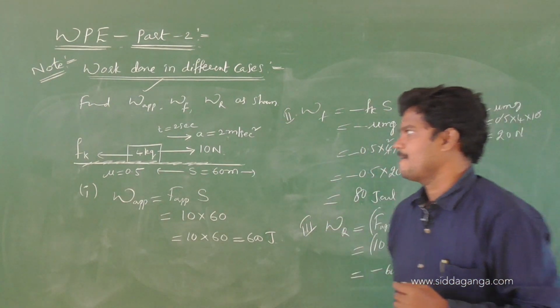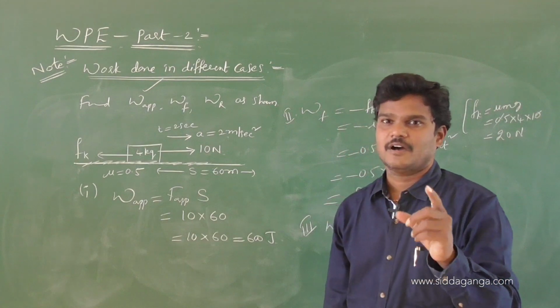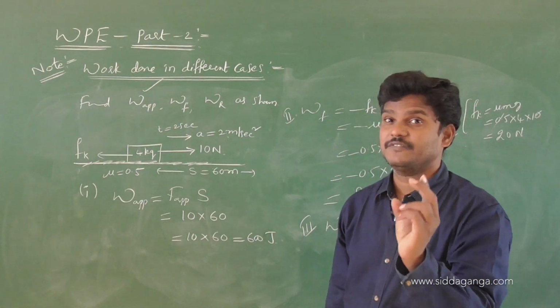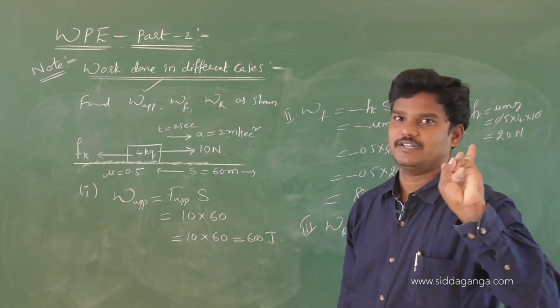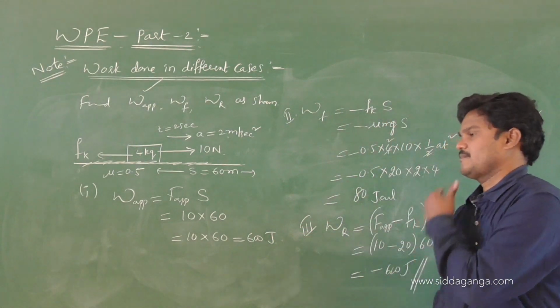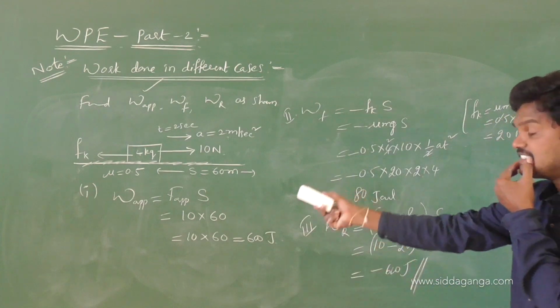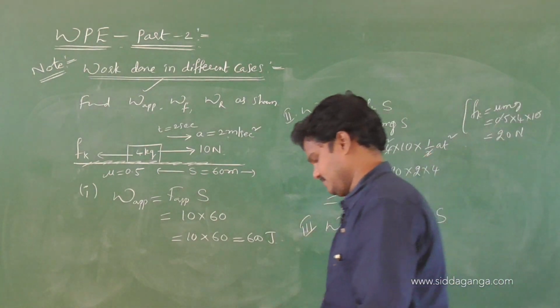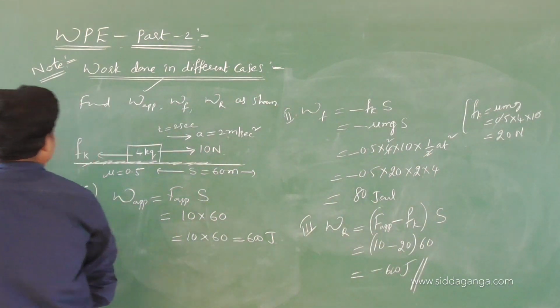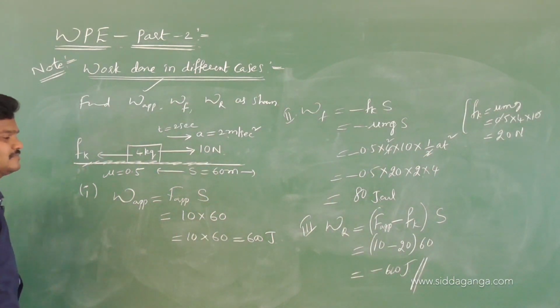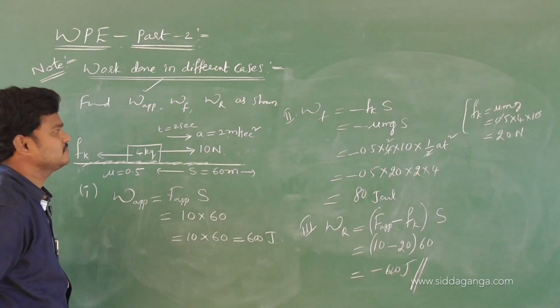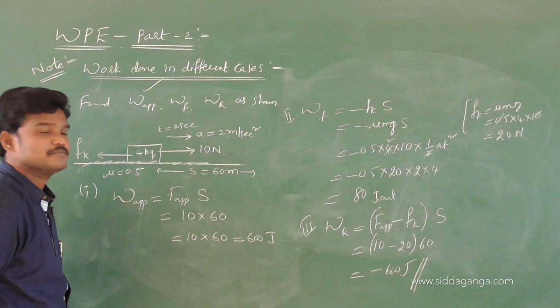Here your target is how I wrote the formula: work done by the applied force, work done by the frictional force, and work done by the resultant force. So no need to worry about these numbers. Here I am not compromising, because the method is correct.